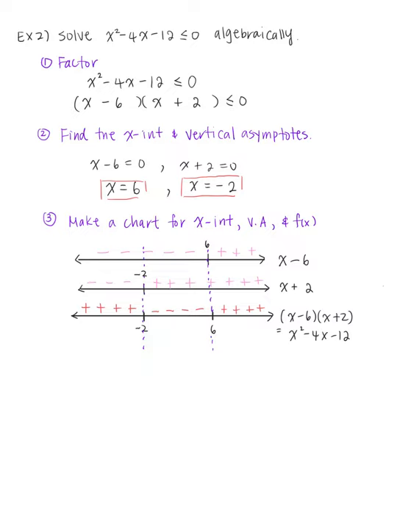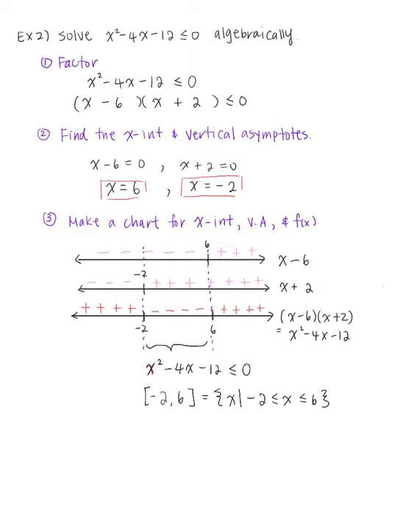So, boom, we're done. The bottom chart is telling you that x squared minus 4x minus 12 is less than or equal to 0, or negative, on the interval from -2 to 6. Isn't that exactly the same answer that we got in example 1, where we graphed it out and analyzed it? In set builder notation, this is the same thing as the set of x values such that -2 is less than or equal to x, and x is less than or equal to 6.